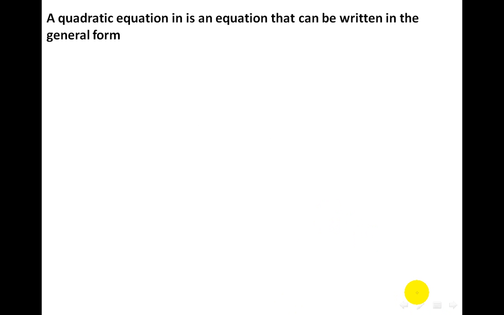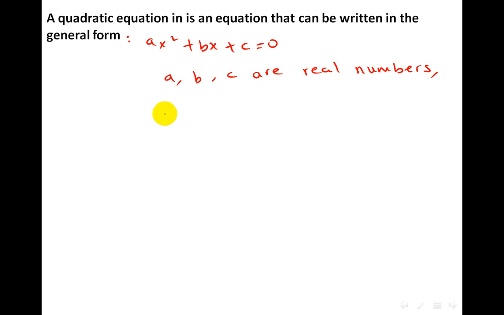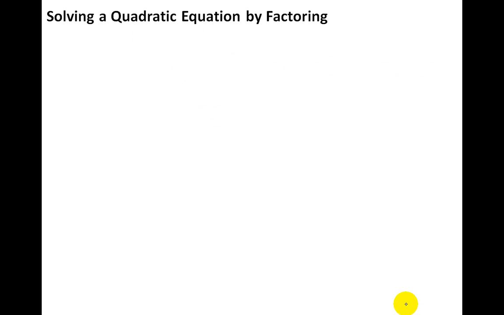First, let's talk about what a quadratic equation is. A quadratic equation is an equation that can be written in the general form of ax squared plus bx plus c equals 0, where a, b, and c are real numbers. They must be real numbers, and a must be different from 0. Or you can say that a quadratic equation is a second degree polynomial equation of x. Okay, so now let's see the different types of factoring.